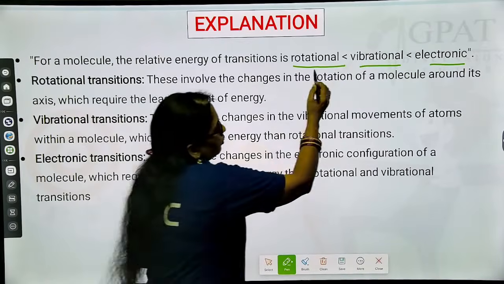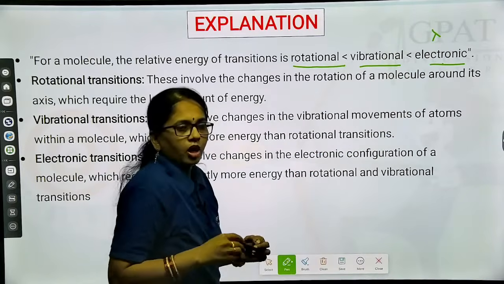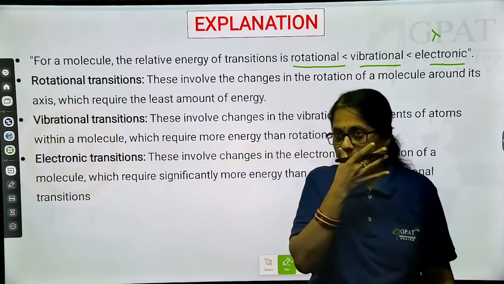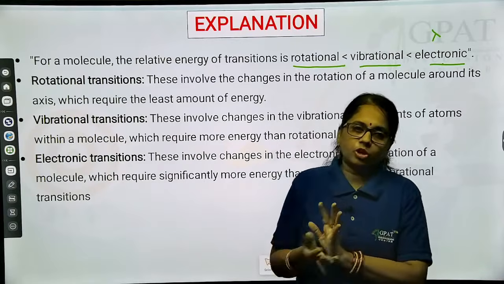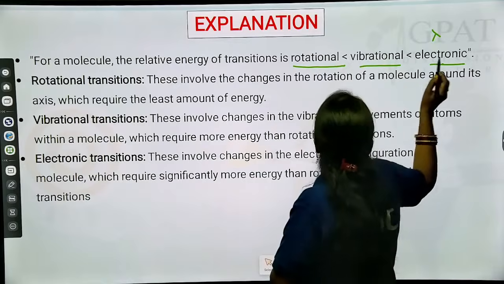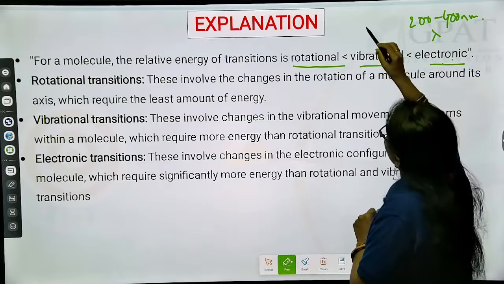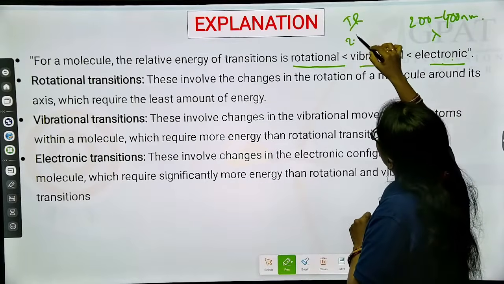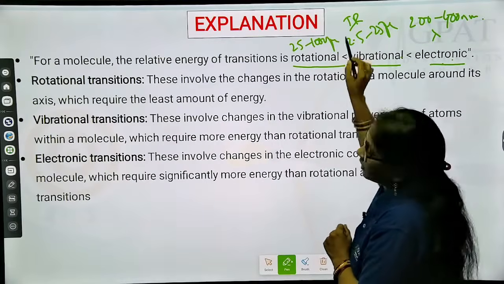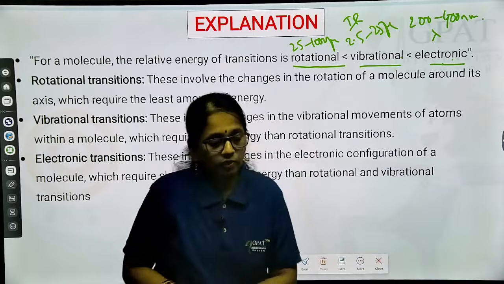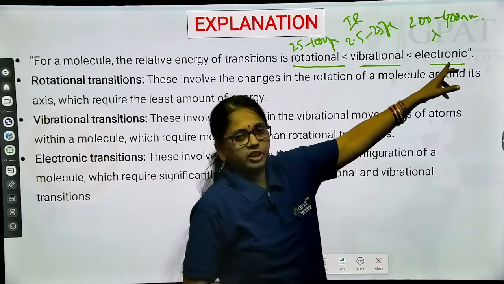Among these three, the highest wavelength is not UV. UV has the lowest wavelength, around 200 nanometers. Energy is the reverse of the wavelength. So, UV, electronic transitions, are 200 to 400 nanometers, up to 800 nanometers. Afterwards vibrational means IR, 2.5 to 25 microns. Then 25 to 1000 microns comes under the rotational. So wavelength increases here, and automatically the energies go in reverse.